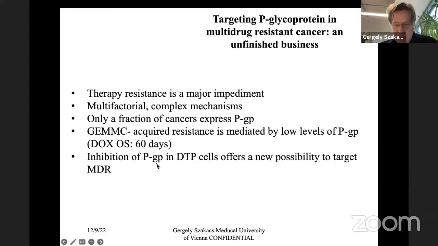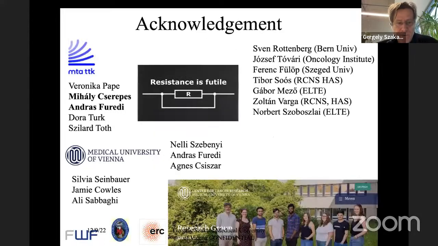with PGP inhibitors. The final slide is the acknowledgement slide. So this work was performed in Budapest and in Vienna, and these are the co-workers and some of the funding. And thank you for your attention. I understand that I was really fast. I was trying to tell you a lot in a short time. So if you have any questions that I can answer, I'm here for you. Thank you.